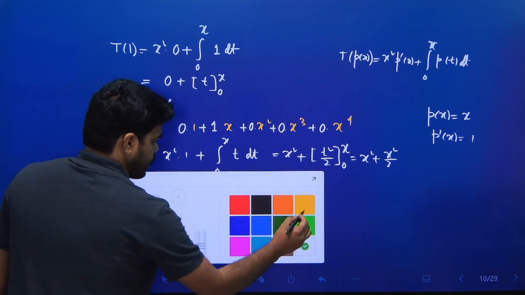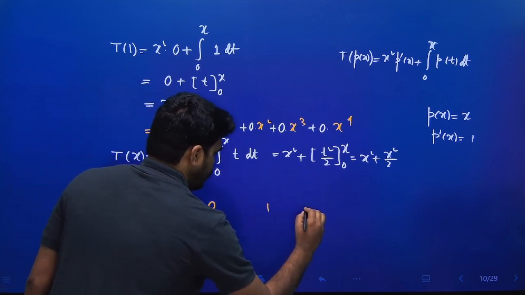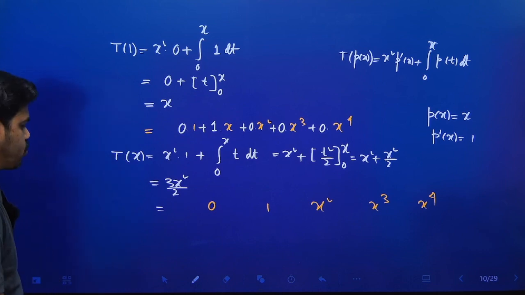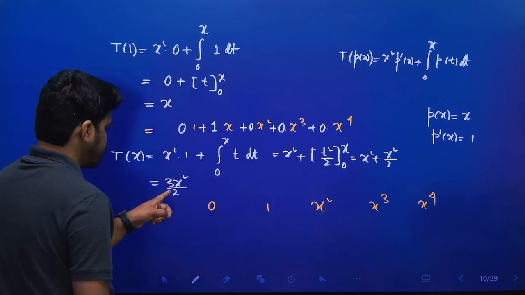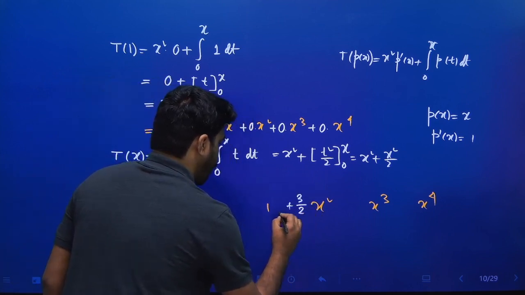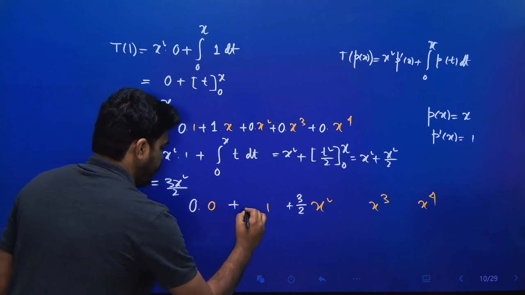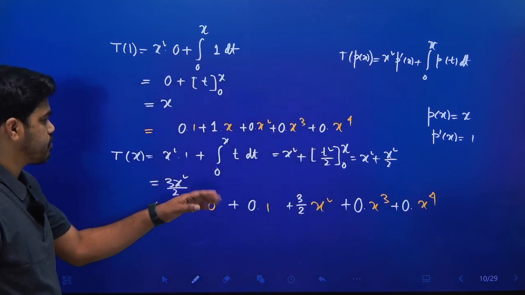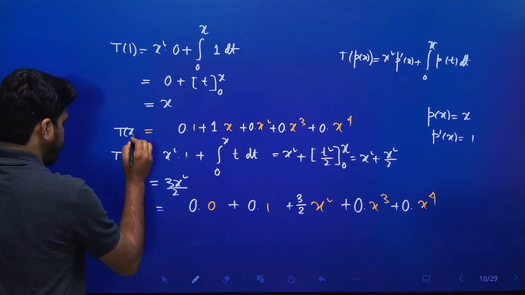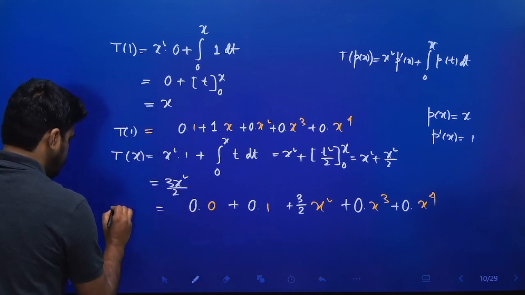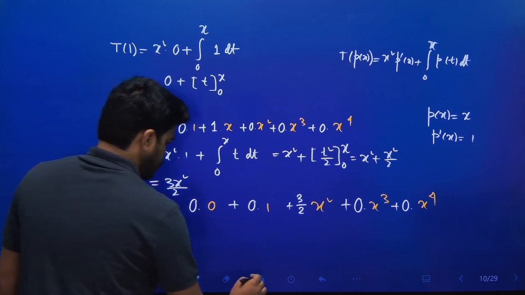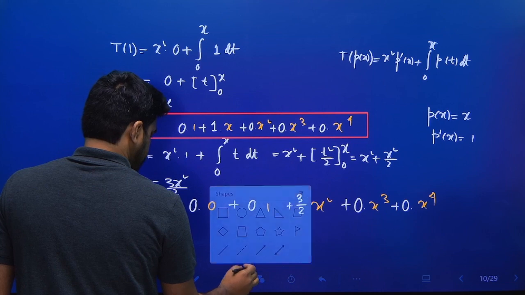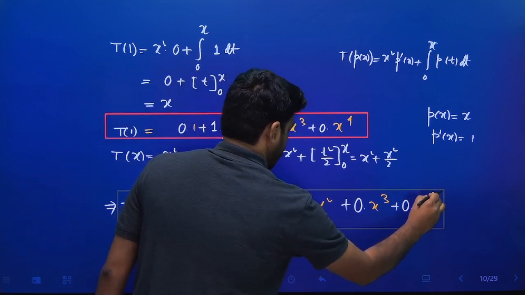What is our target? We have to express Tx as a linear combination of 1, x, x square, x cube, x to the power 4, okay? So what we have got is that the x square coefficient is 3/2 and all other terms are 0, so 0 into 1 plus 0 into x plus 3/2 into x square plus 0 into x cube plus 0 into x to the power 4, right? Okay, so this is T1, this is Tx.